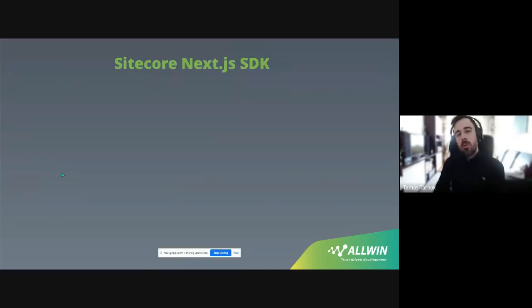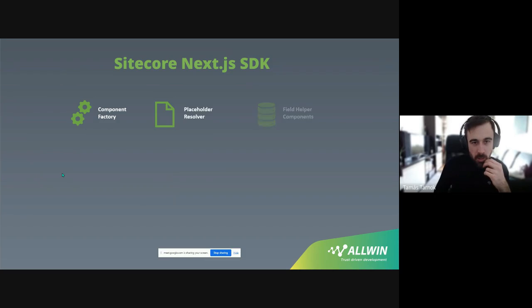Okay, let's have a short look at what kind of features we have in the Next.js SDK. We really need to think about it as a head and a front-end application, which is basically connected to an API to get the data for a page. And for that, first we have a component factory. The component factory is basically a list of components which we want to resolve dynamically on the page.